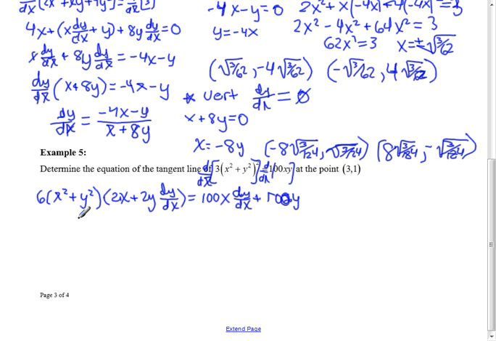Alright, so we could, at this point, expand all this out and solve for dy/dx, but we actually already know the point that we want to plug in. So here, you could just plug in x equals 3, y equals 1. So at that point, 3, 1. Plug in those x and y values and simplify here. And I believe that we end up with dy/dx equals 13/9.